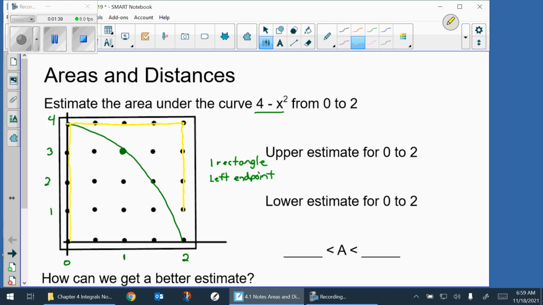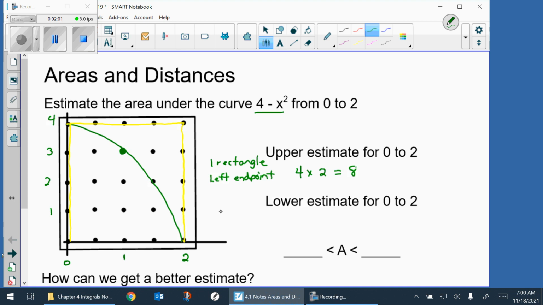Well, you can see we have included a whole lot more area than what is actually under the curve. That rectangle is 4 units high, it is 2 units wide. We'd say the area is 8. Well, that's a pretty gross overestimate. So now let's make an underestimate.